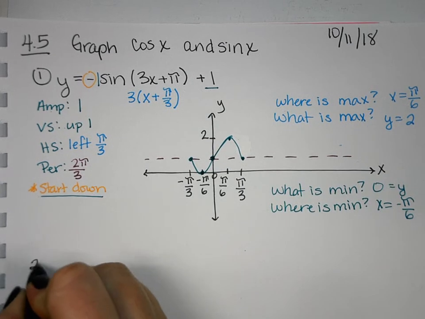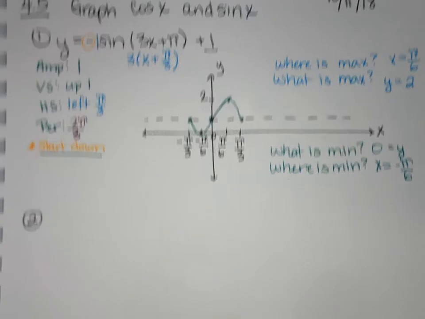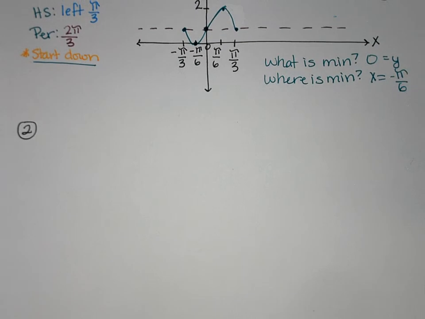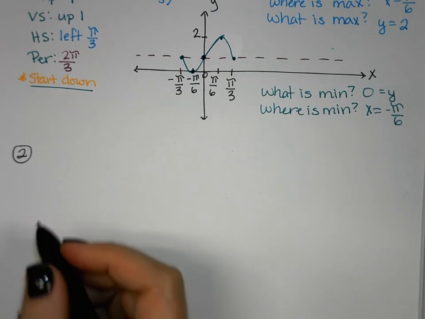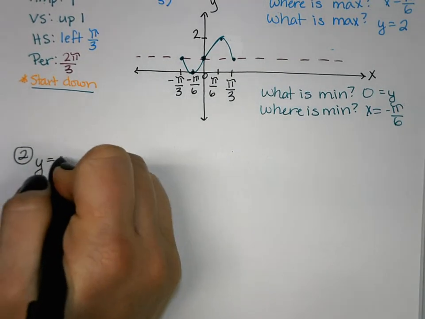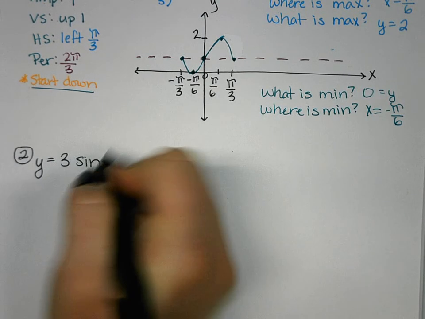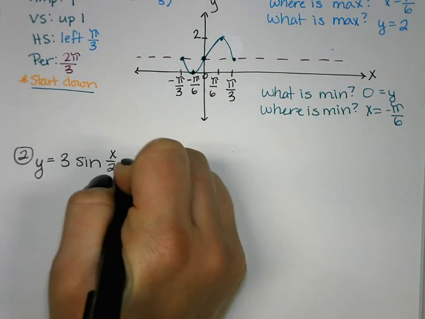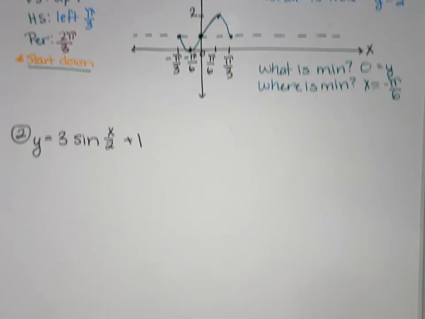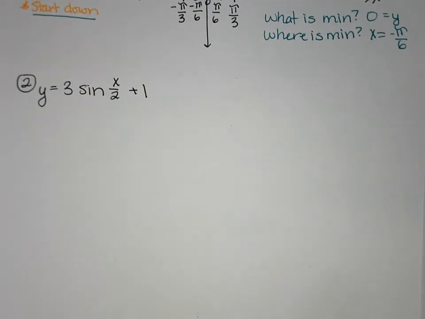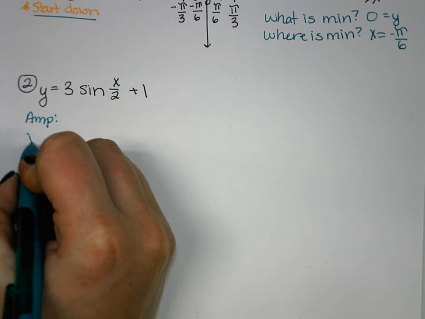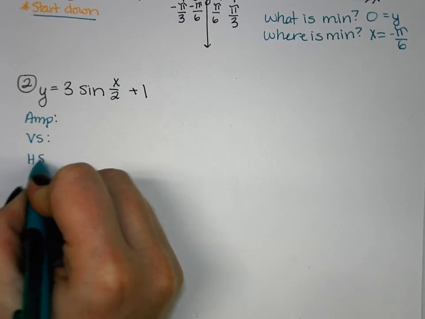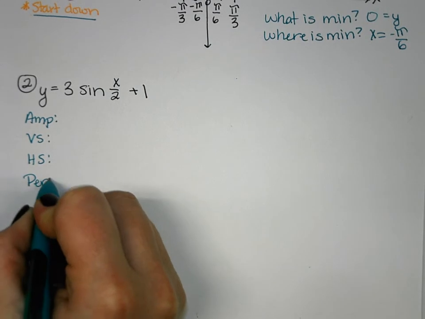Alright, so let's do our second example. This one's going to be, again, we're going to stick with sine graphs right now. Tomorrow, I believe we'll do a cosine in class. So we'll do y equals 3 times sine of x over 2 plus 1. So just like in the one before, I'm going to list out my transformations so that I can know what I have to do.